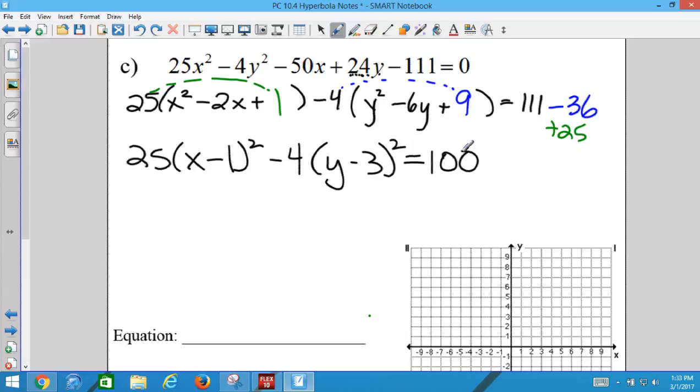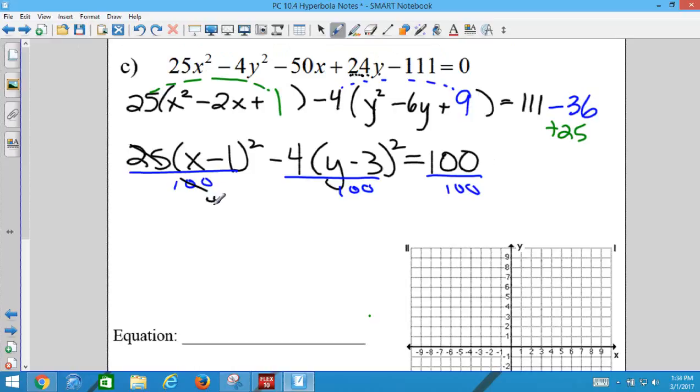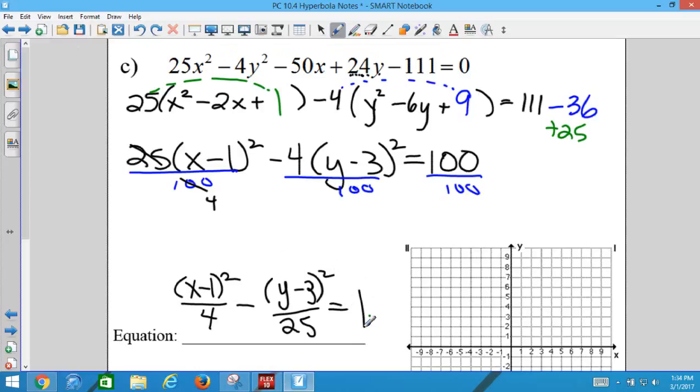We're just doing complete the square, which we've been practicing for a while. Then what do I have to do? Divide by 100. So when I divide by 100 and I reduce these, I get x minus 1 squared over 4. I still get a minus sign when I reduce it. The bottom number is still a positive 25. Y minus 3 squared over 25 equals 1. So that minus sign is still there when I reduce it.